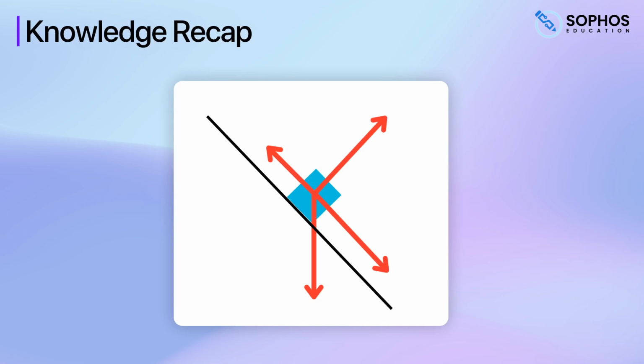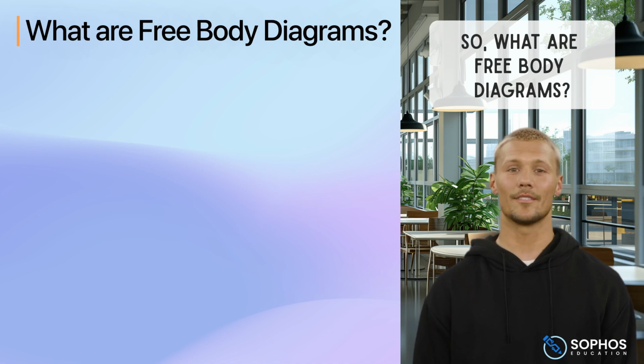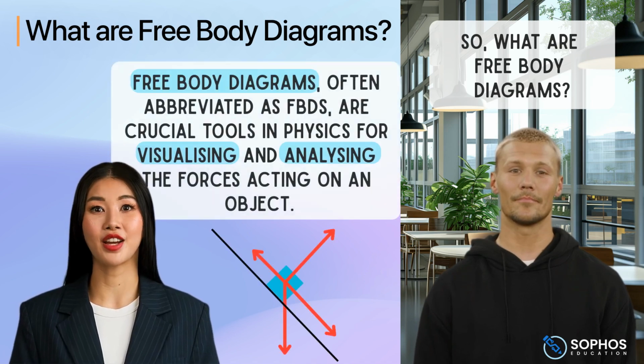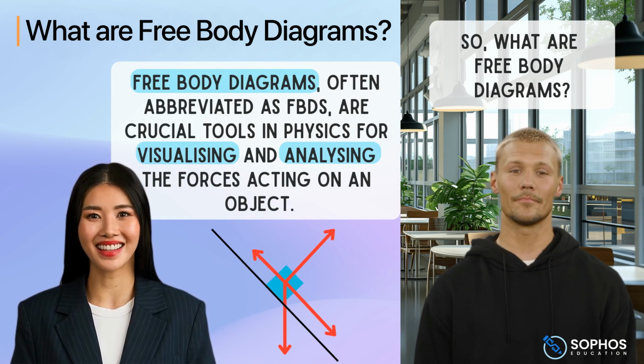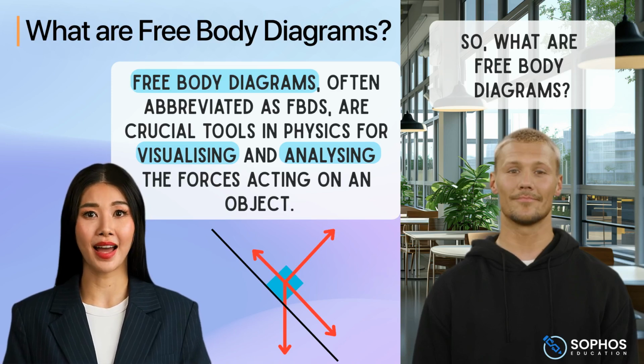Let's get started! So, what are free body diagrams? Free body diagrams, often abbreviated as FBDs, are crucial tools in physics for visualizing and analyzing the forces acting on an object. They provide a simplified representation of a situation by focusing solely on the forces, making complex scenarios easier to handle. There are three core components of a free body diagram.